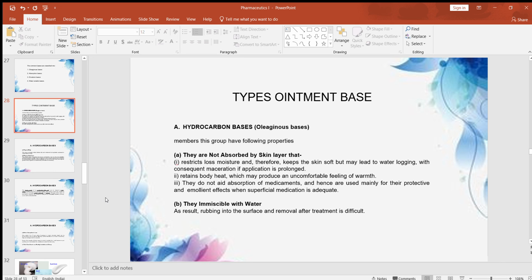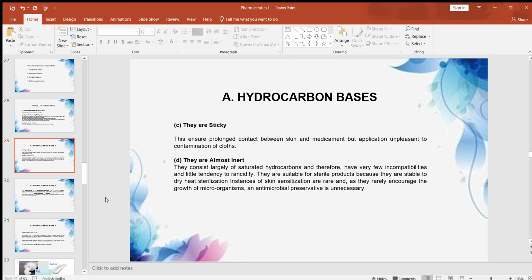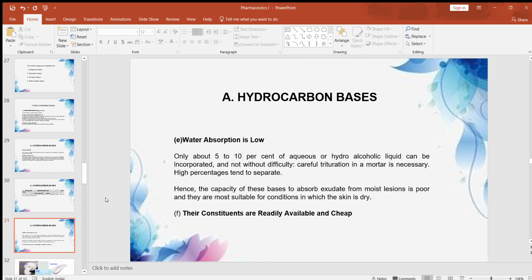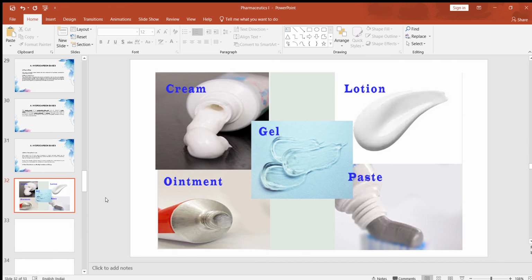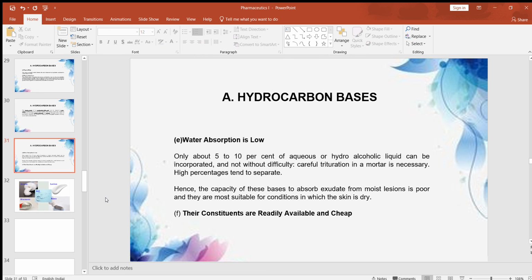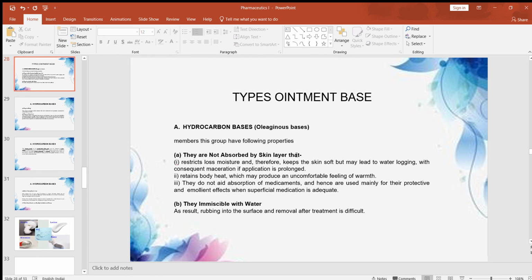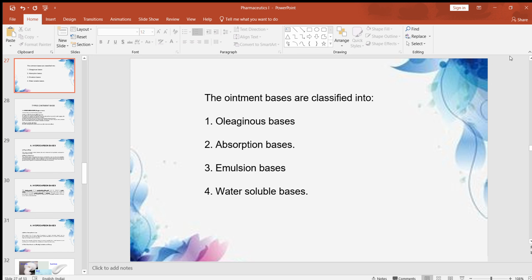You remember these properties of oleogenous bases. They are not absorbed by the skin, so they remain only in the superficial region; they don't go deeper through the skin layers. They are immiscible with water. They are sticky in nature. They are almost inert. Their water absorption is low, and their constituents are readily available. So I'll stop over here. We'll continue in the next lecture.